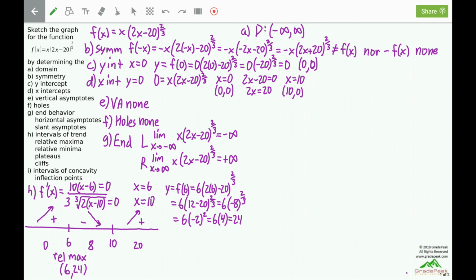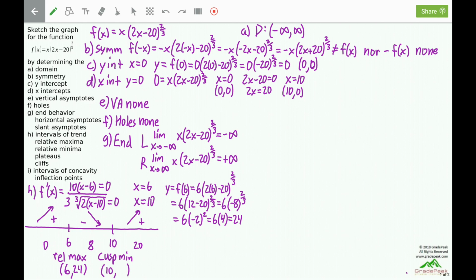Right at the x-coordinate and critical value of 10, we have the trend changing from decreasing to increasing. That makes x equals 10 be a relative minimum. X equals 10 came from the denominator, and therefore it's not a normal relative minimum, it will be a relative cusp minimum. It has an x-coordinate of 10.